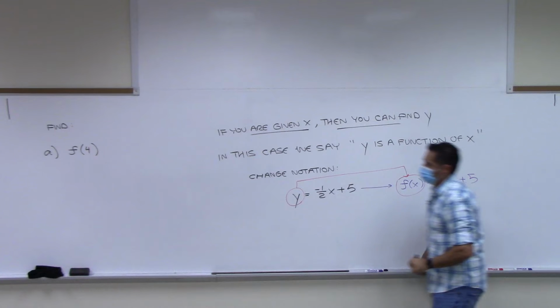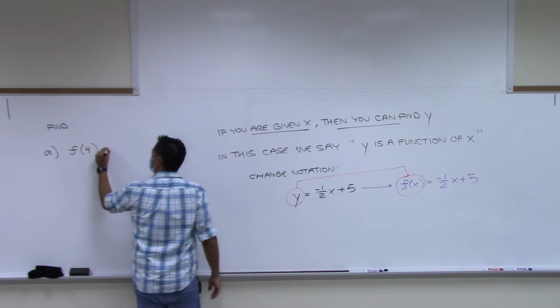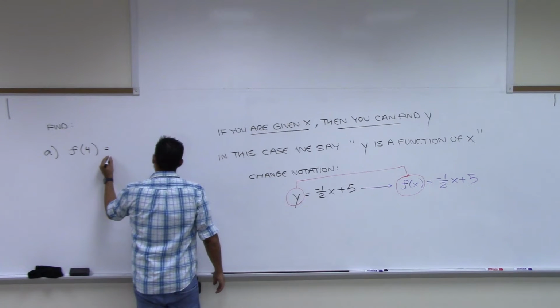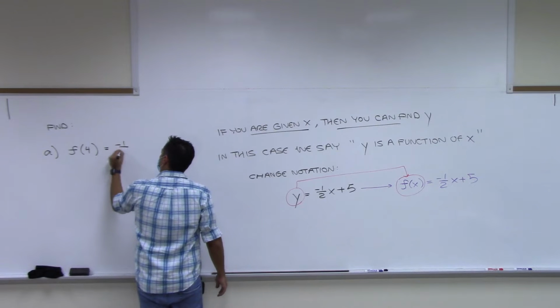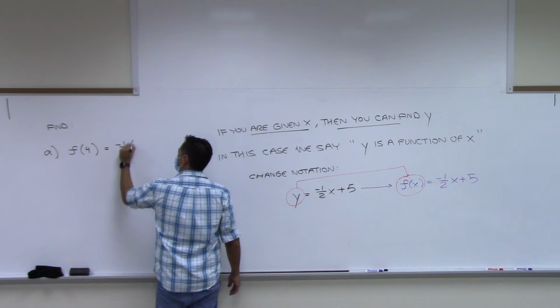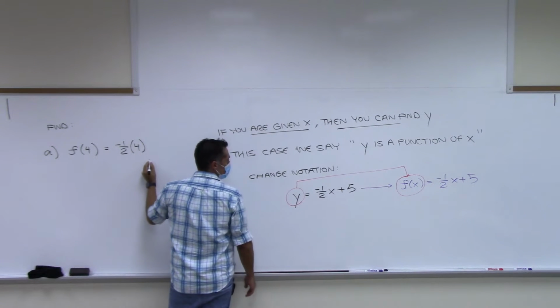And that's it. So I'm going to put equals negative 1/2. And then I replace the x with 4, so I'm going to put 4 here, and then plus 5.